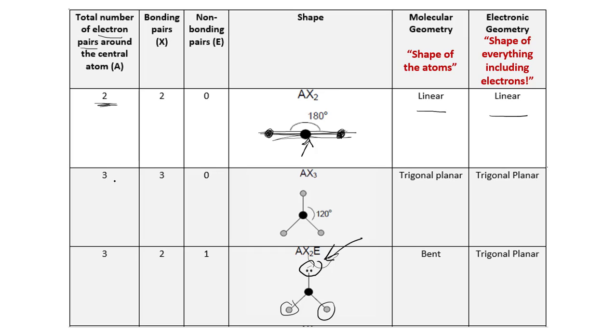All right, so in this next example, though, we have three in both of these examples, and so there are three things around the central atom. And so the electronic geometry is not going to change, but the molecular geometry will.